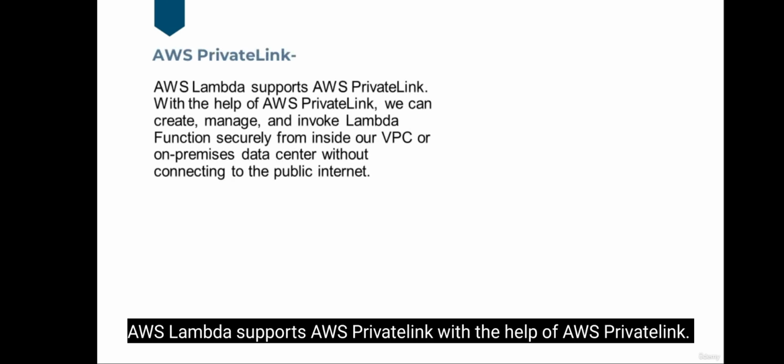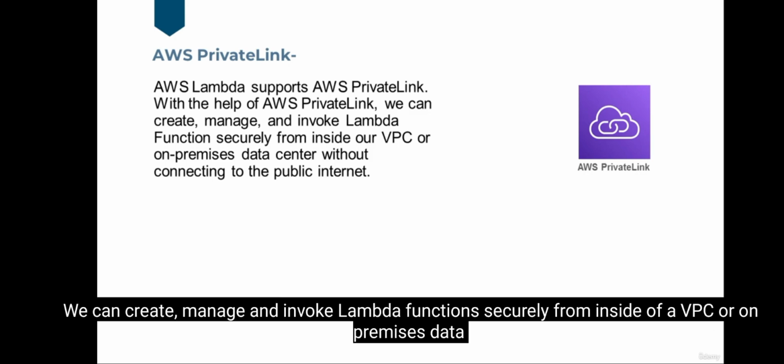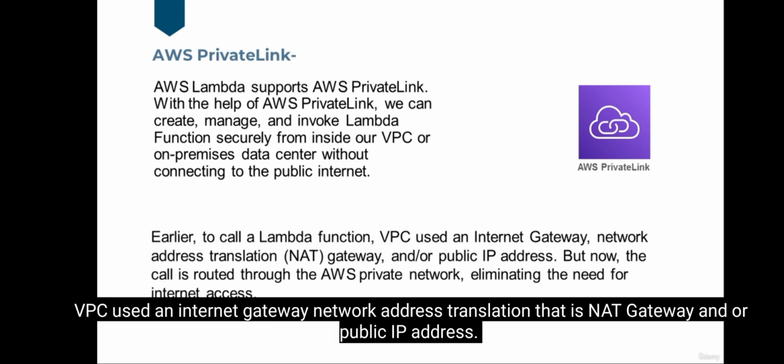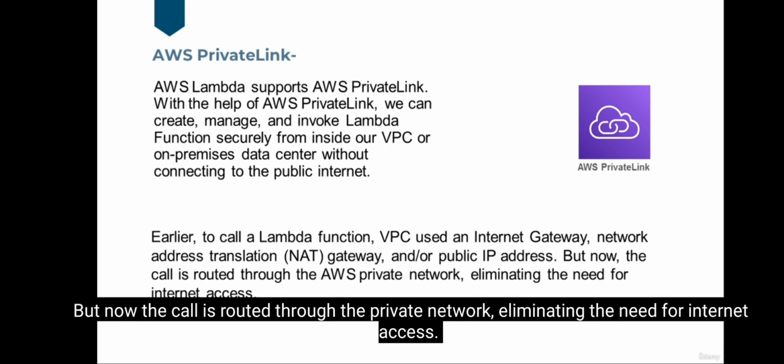AWS PrivateLink. AWS Lambda supports AWS PrivateLink. With the help of AWS PrivateLink, we can create, manage, and invoke Lambda functions securely from inside our VPC or on-premises data center without connecting to the public internet. Earlier, to call a Lambda function, VPC used an internet gateway, network address translation, that is NAT gateway, and/or public IP address. But now, the call is routed through the AWS private network, eliminating the need for internet access.